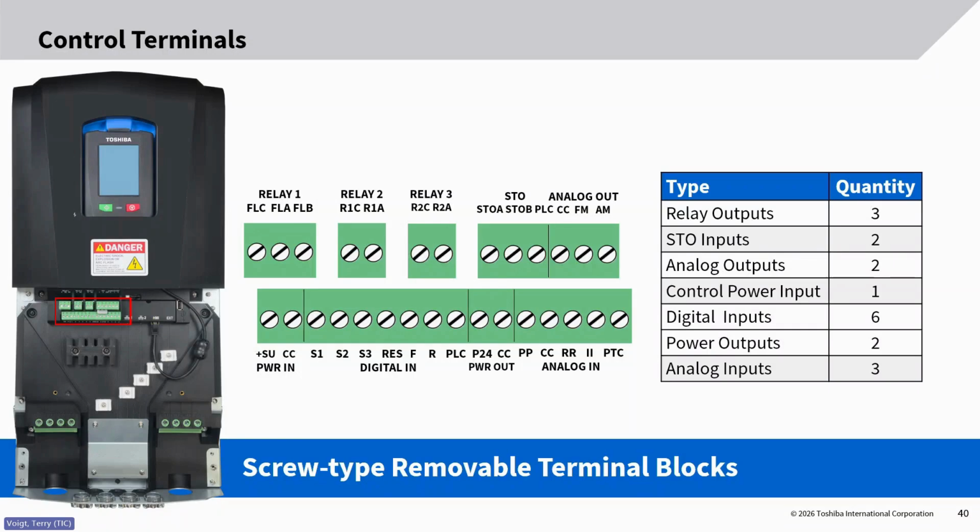For example, the F terminal runs forward. It runs forward in the AS3 and most of our other drives, and in the WC1, the F terminal will run the drive forward.